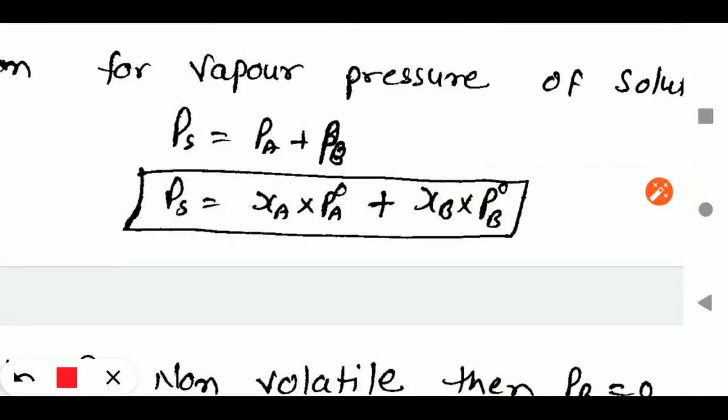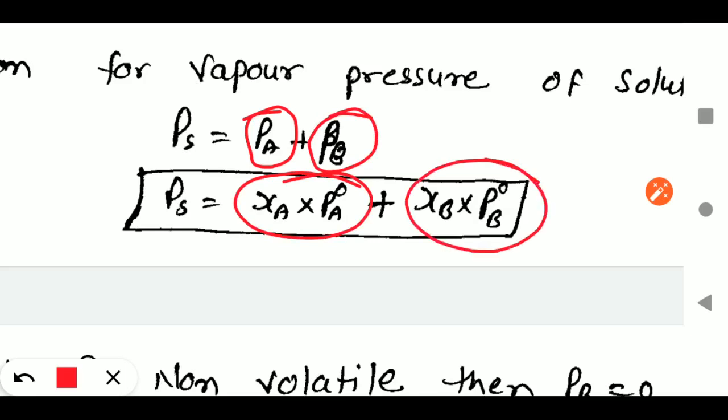When you put the value of PA, you will get XA P naught A, and for PB you will put XB P naught B. So this is Raoult's law. And students, this question was in the 2020 examination.